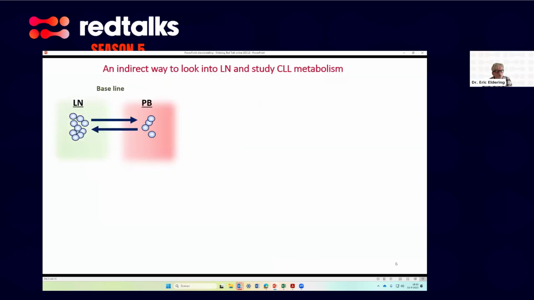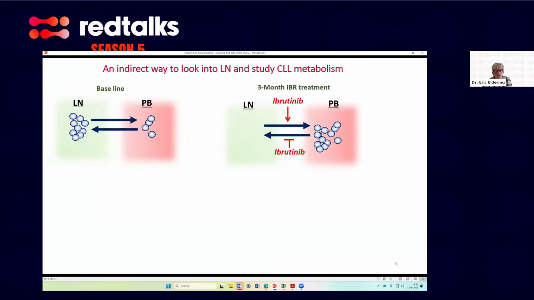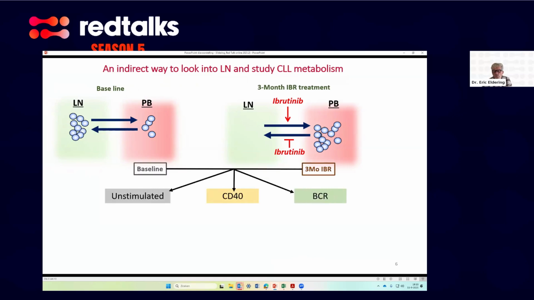So here's a scheme that we developed to illustrate how we want to study the CLL cells as they occur in the lymph node. We used for that patients treated with ibrutinib, which causes the cells to move from the lymph node to the peripheral blood, as is illustrated over here.